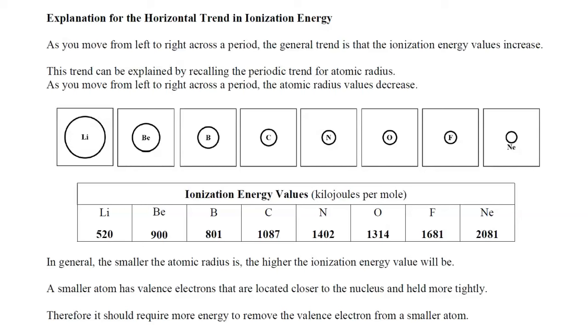So as you move from left to right across a period, the atomic radius values decrease. In general, the smaller the atomic radius is, the higher the ionization energy value will be. So a smaller atom has valence electrons that are located closer to the nucleus and held more tightly. Therefore, it should require more energy to remove the valence electron from a smaller atom.